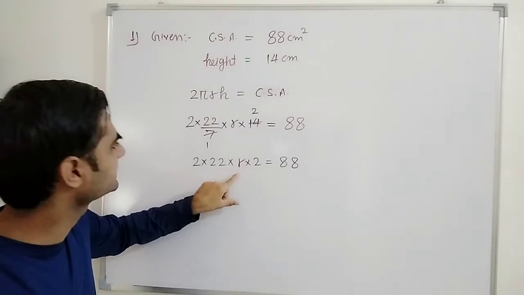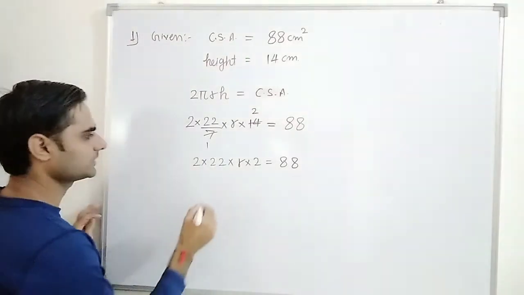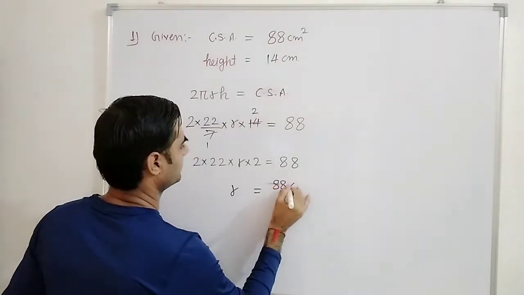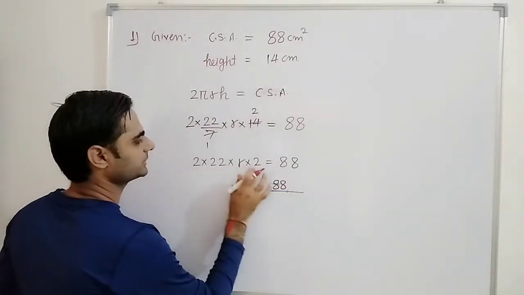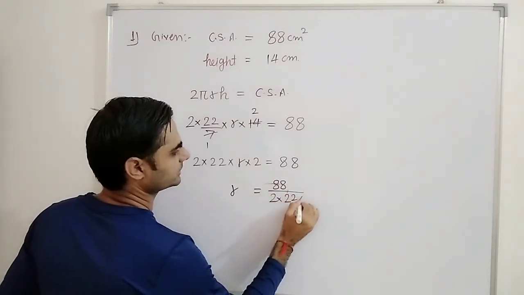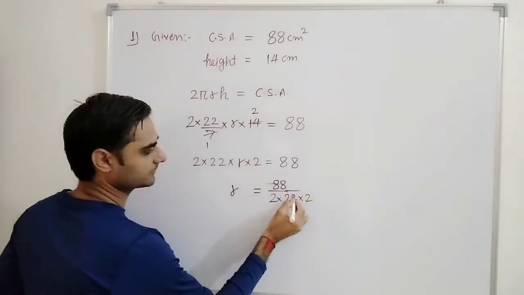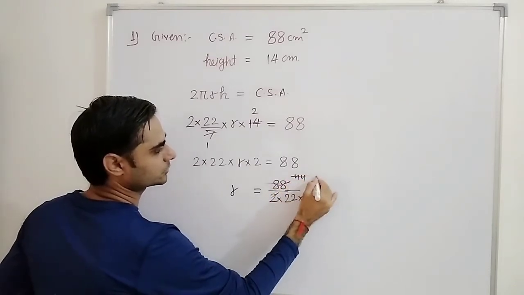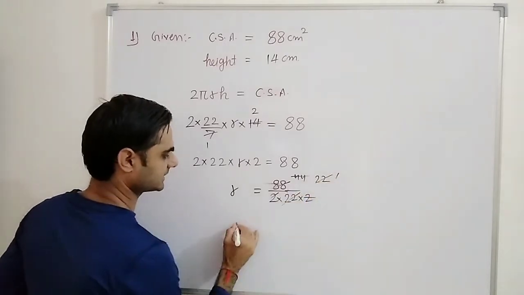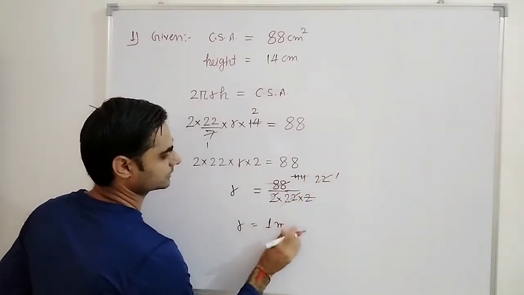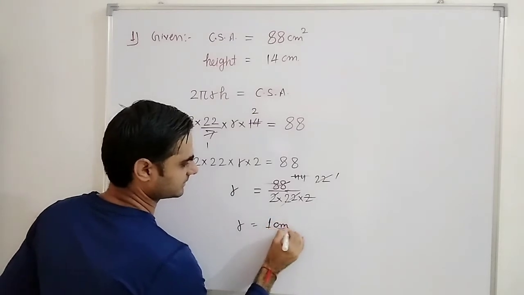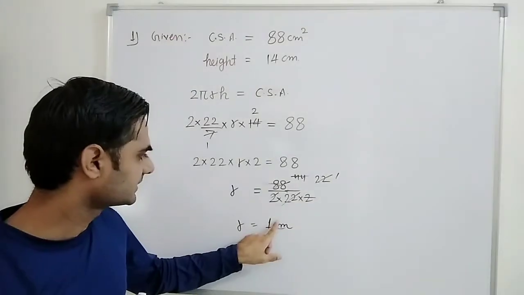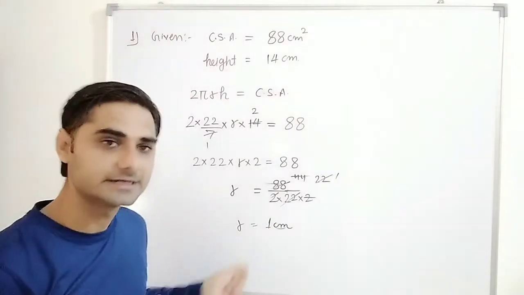In all things except this r we will divide. So what will come? This r will be equal to 88 divided by 2, 22 and 2, right? 22 and 2. What will come? 2 times 44, then 2 times 22, and 22 ones are 22, means r will be equal to 1 centimeter. Correct? This is the r. r is equal to 1 centimeter. This is your radius.